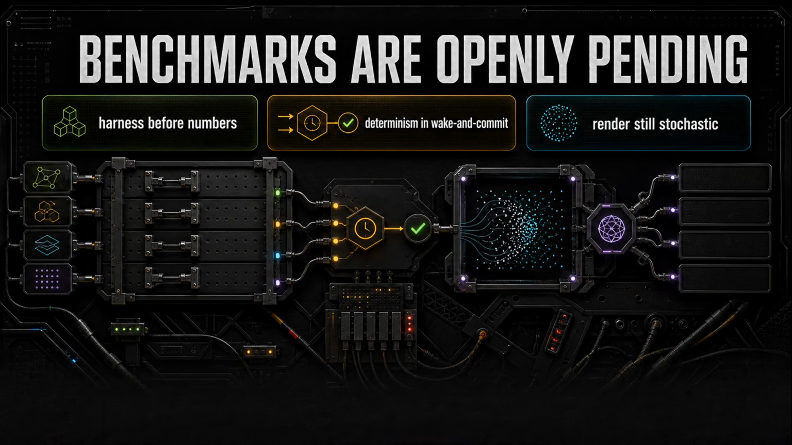After the fit question, the honest status. Because the project is young and says so. The benchmarks are openly pending. So they are not claiming a speed up they have not measured. Right. They publish the harness before the numbers, rather than imply a result they have not run. I think that is more trustworthy, not less.